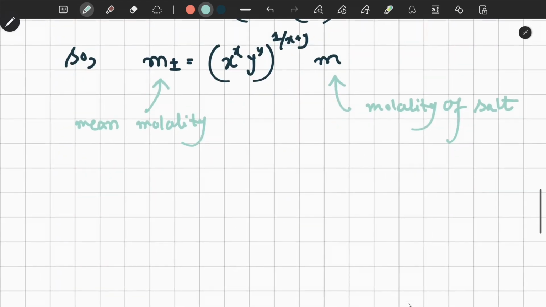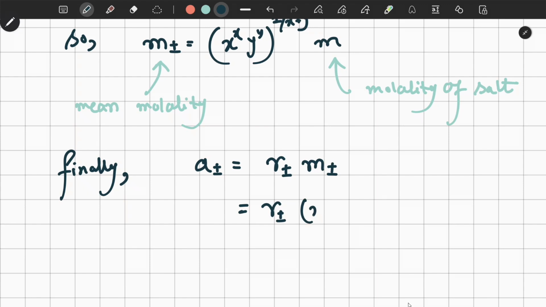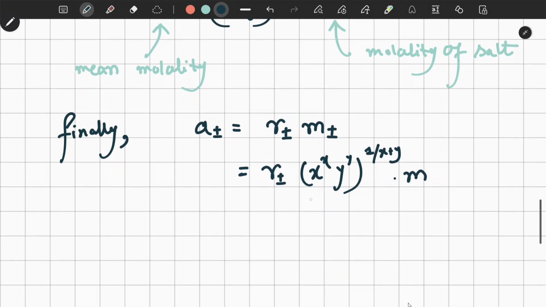Now, after knowing this m plus minus, you can finally write a plus minus, the mean ionic activity, will be gamma plus minus times m plus minus. This was already discussed. So it will be gamma plus minus, x to the power x, y to the power y, to the power 1 by x plus y, times m. And this is called kappa. So you can write gamma plus minus kappa m. Okay, these things we have already discussed, and we have also discussed a few examples considering some salts.